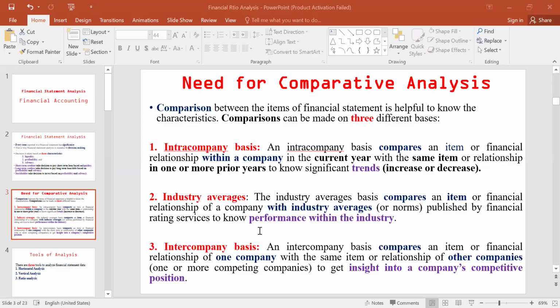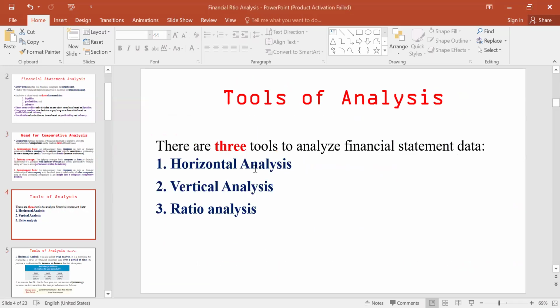So you first have to determine how you proceed with your discussion: intracompany, intercompany, or average basis. Then you have to select the technique and the tools you need to discuss. These tools and techniques I will gradually discuss. So now, these are the tools of analysis.